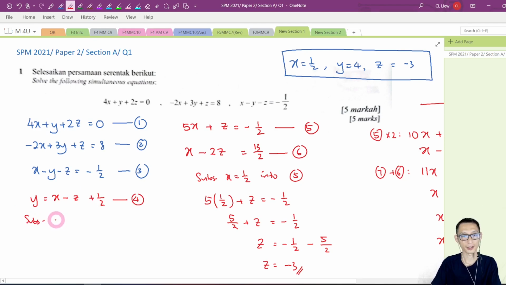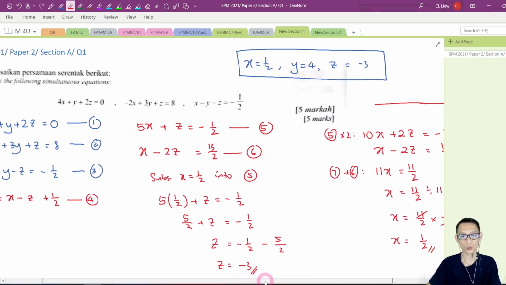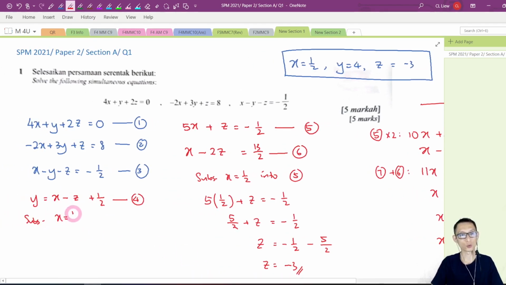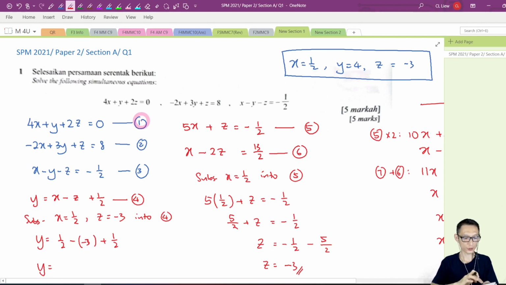Substitute x equal to 1 over 2, and z equal to negative 3 into the fourth equation. So y is equal to x minus z. Be careful, you have a negative here. So negative become positive. Okay, this is negative 3. Now just press the calculator. 1 over 2 plus 3 plus 1 over 2. Now you will get 4.